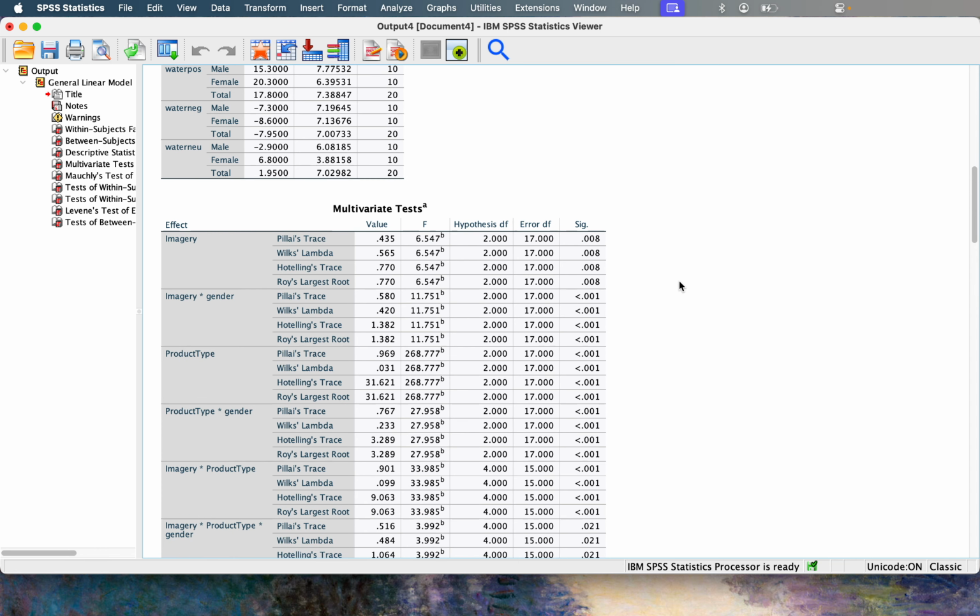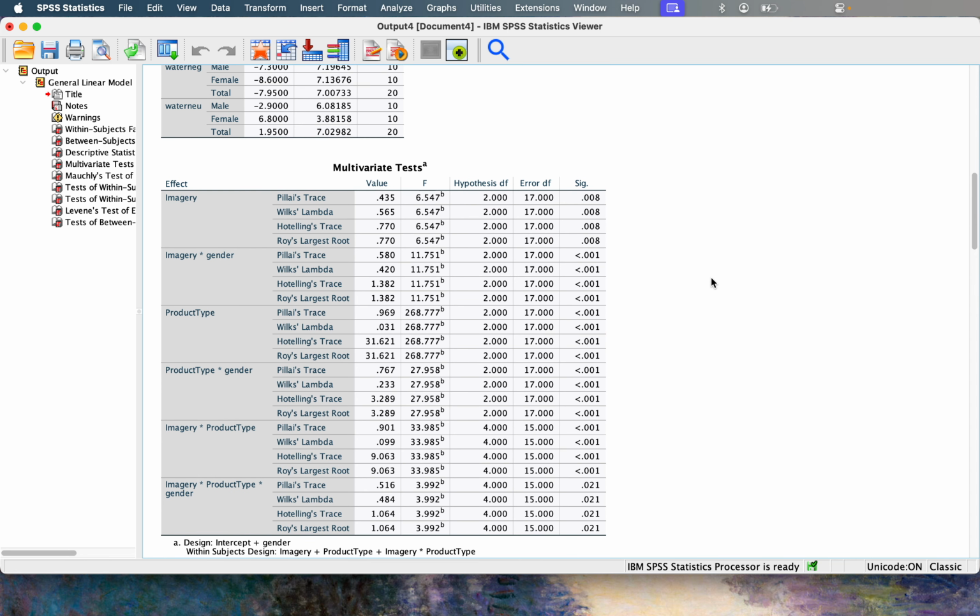Next, I'll go into the multivariate tests. So I'm just going to focus on Wilks Lambda to save time. Wilks Lambda evaluates the effects of imagery, product type, and gender on the beverage ratings. So focusing on imagery, we see a significant main effect of imagery was found. This is indicating that imagery type significantly influenced beverage ratings.